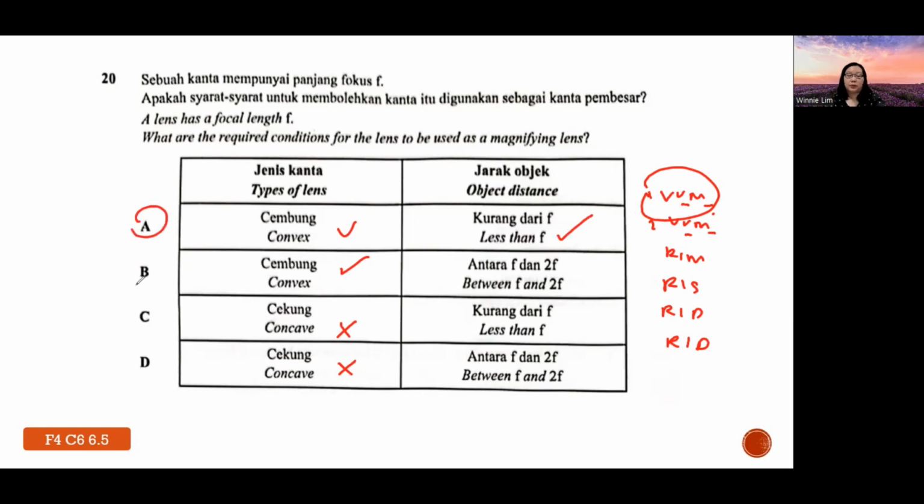Less than the focal length. So that's why the chart is important. Not only do you need to know the position of the object and what the final image formed is, you need to state clearly. You cannot say the object is placed very near to the lens or very far. You need to be specific about which one.